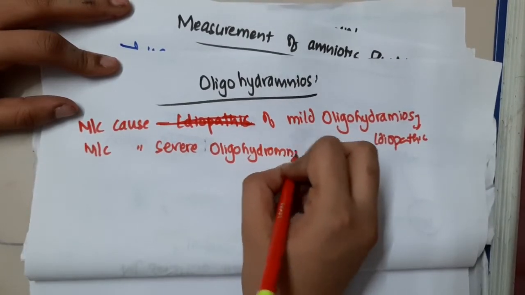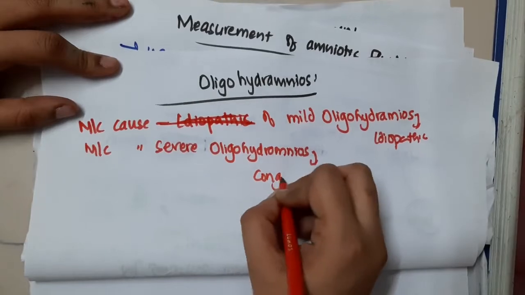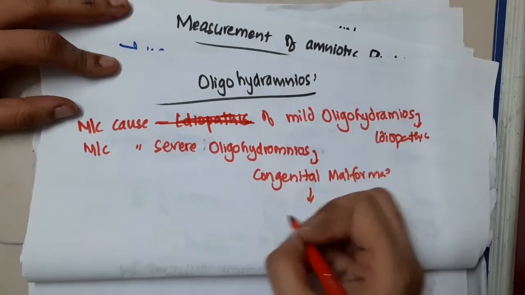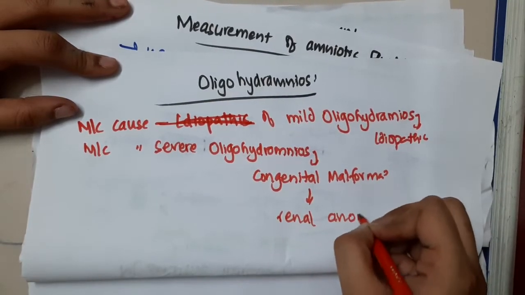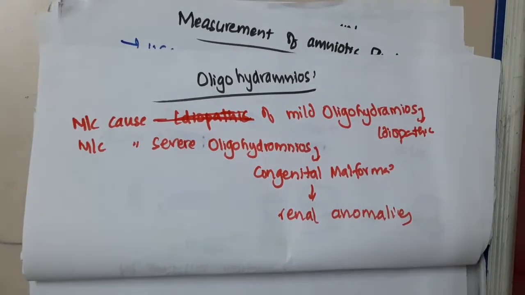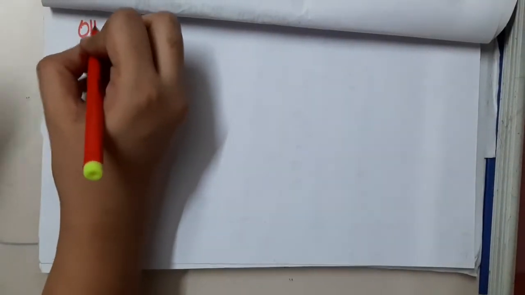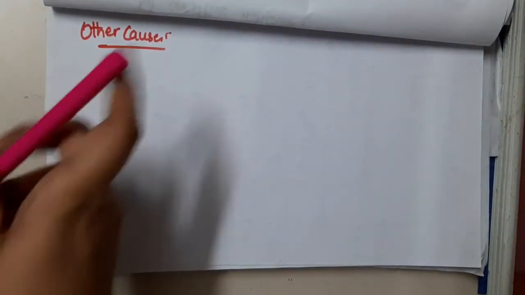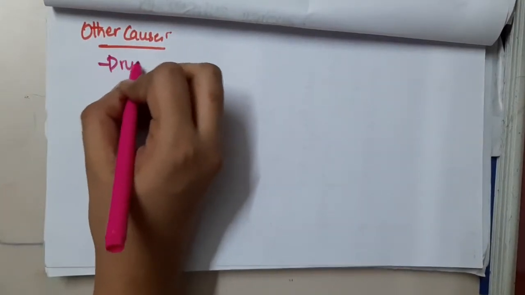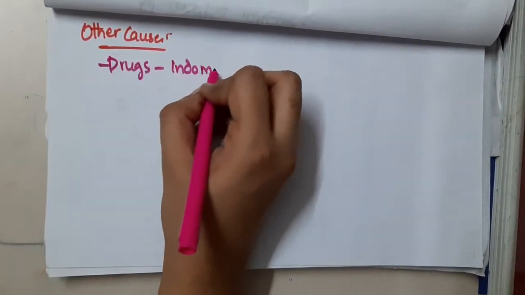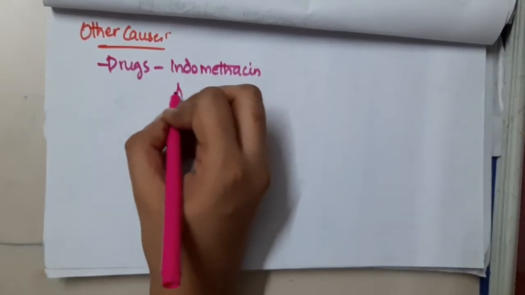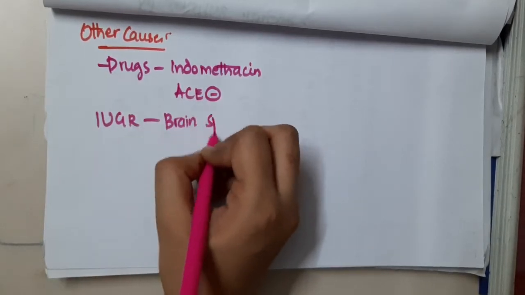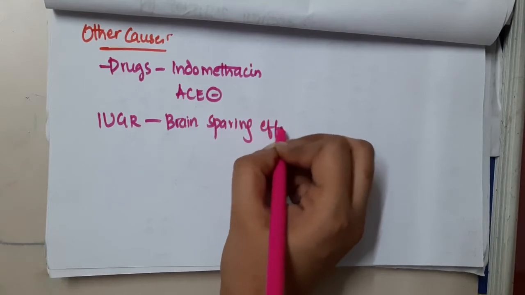It is congenital malformations. In the congenital malformations, renal anomalies are the most common cause of severe oligohydramnios. Then what are the other causes of oligohydramnios? Other causes include drugs like indomethacin, ACE inhibitors, and intrauterine growth retardation, in which the brain sparing effect is seen.